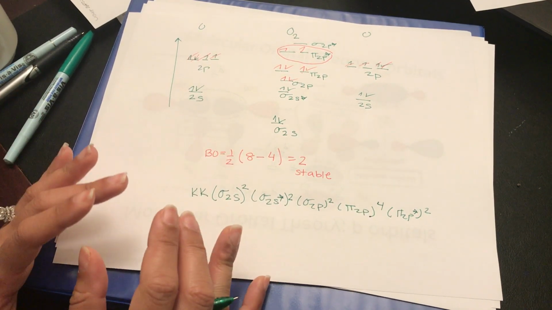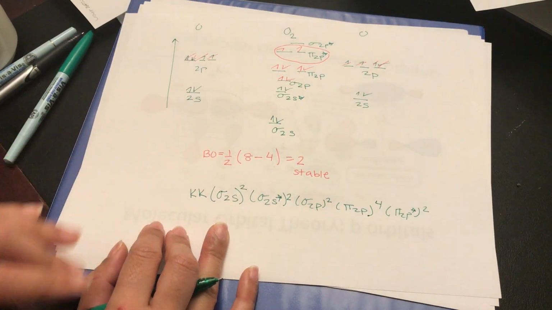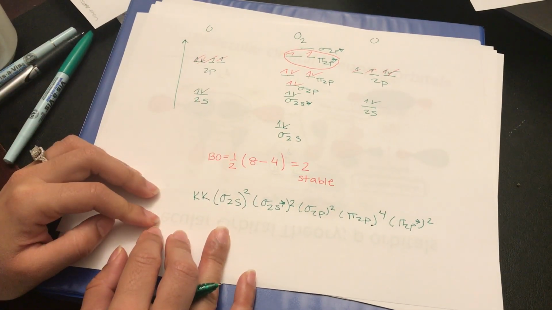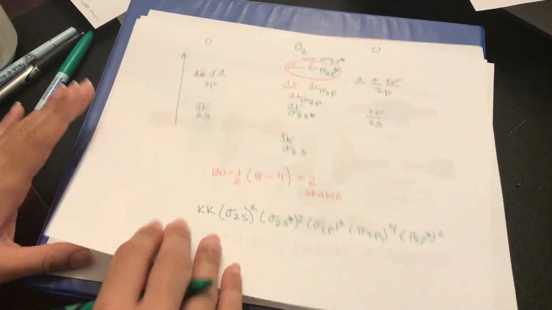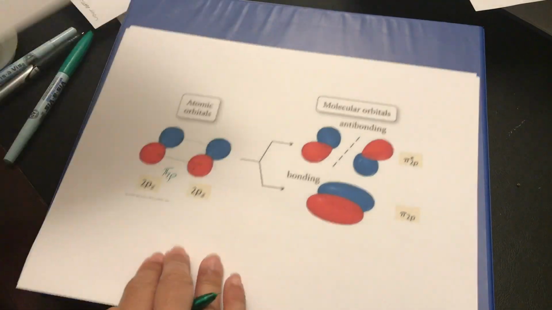So super important little bits to know: making a diagram, the bond order, knowing what that means, and writing the configuration. With that said, let's do a practice problem.